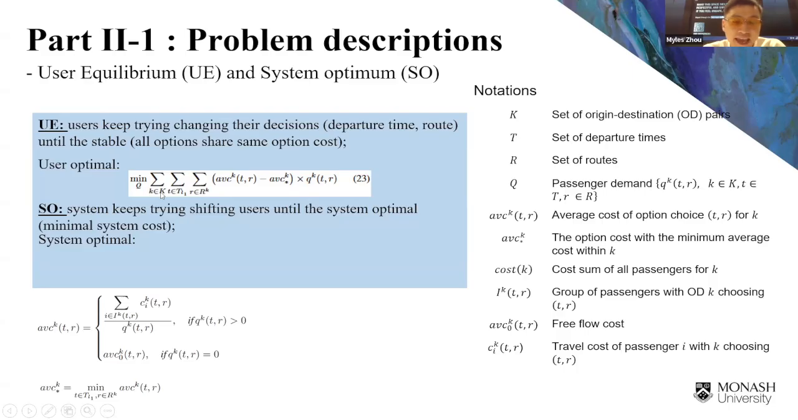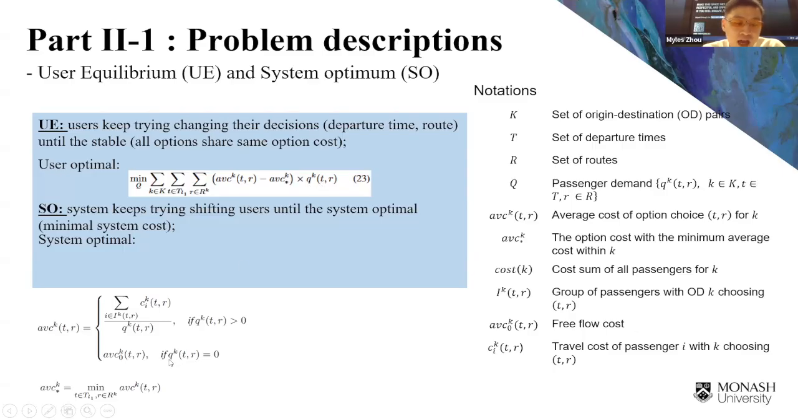This upper letter K is the set of OD pairs. This upper letter T is the set of available departure times. This upper letter R is the set of available routes. This upper letter Q is the set of passenger distributions over K, T, and R. This AVC here is the option cost of choosing T and R. This AVC K star is the option cost of the best option. This QKTR is the passenger demand choosing T and R.